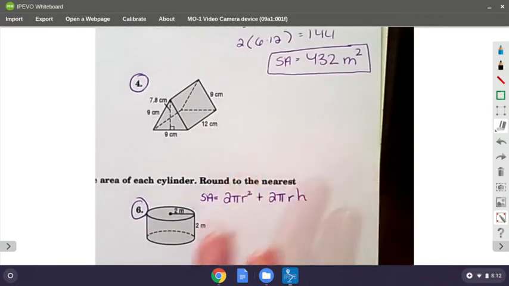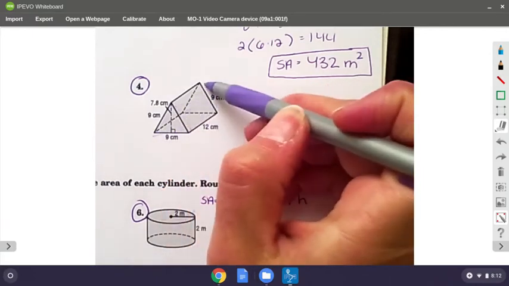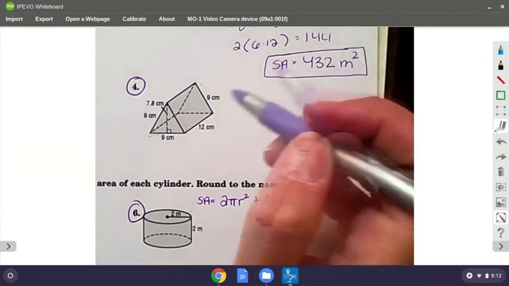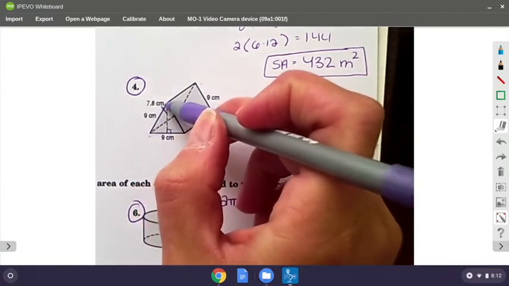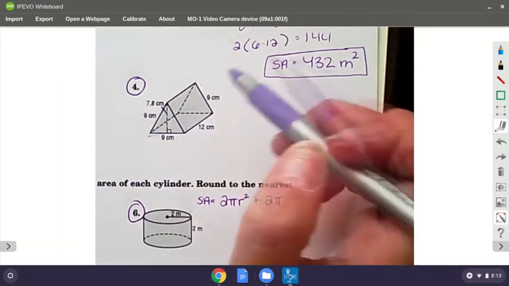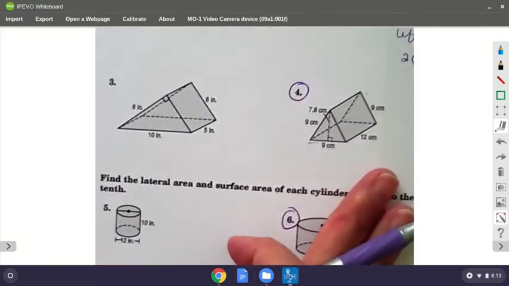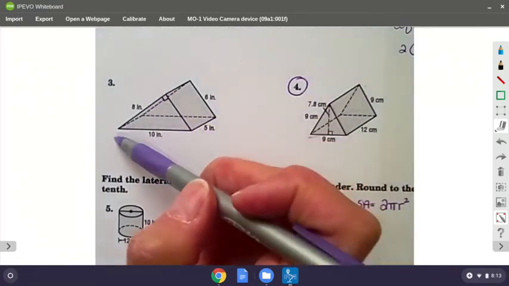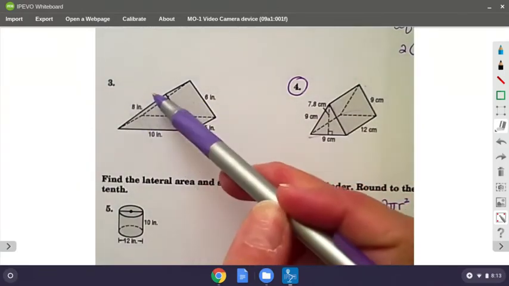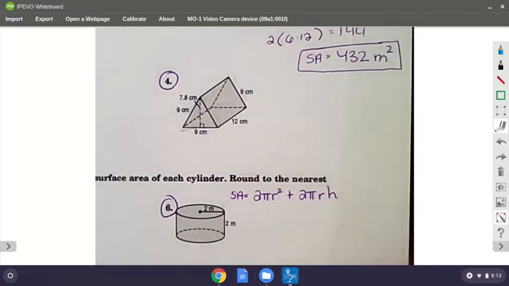Okay, next, number 4. This is a triangular prism. So remember, a triangular prism is when you have bases that are triangles and then the rest of the sides are rectangles. This one happens to have equilateral triangles. So I see 9, 9, and 9. When the triangles are equilateral, all the rectangles are the same. If the triangles were not equilateral, the rectangles would not be the same. So it'd be something like this. These triangles are not equilateral, so this rectangle is going to be different from the bottom rectangle, which is going to be different from that rectangle. Versus this one, all the rectangles are the same.